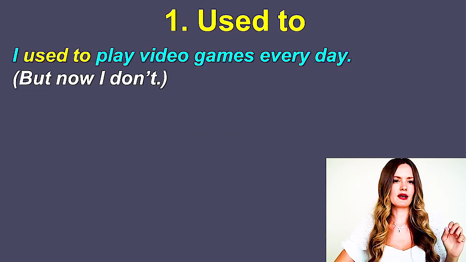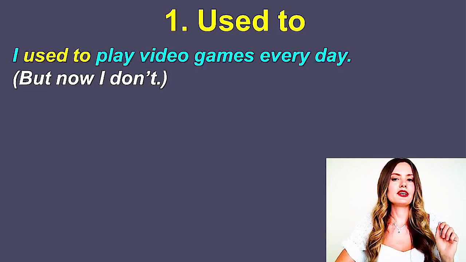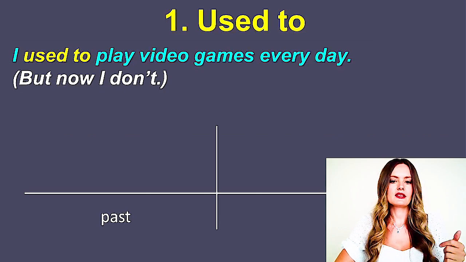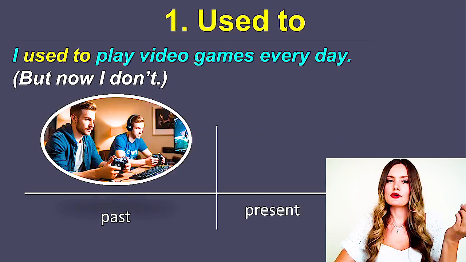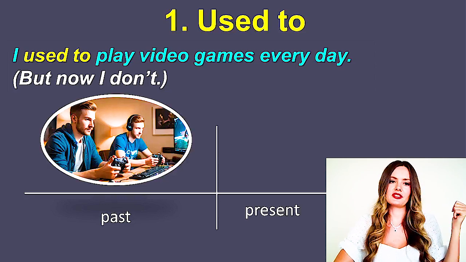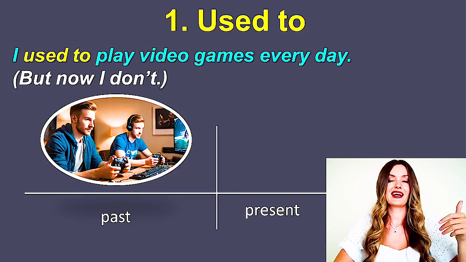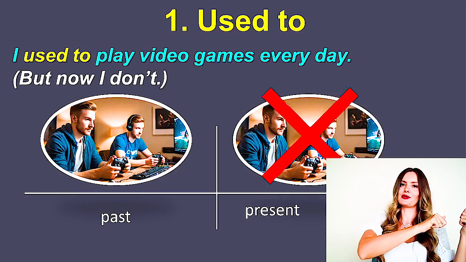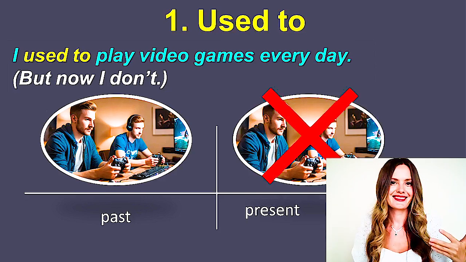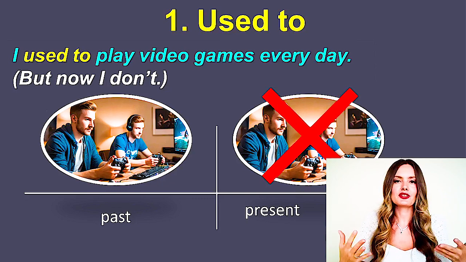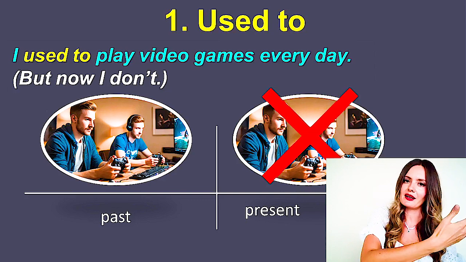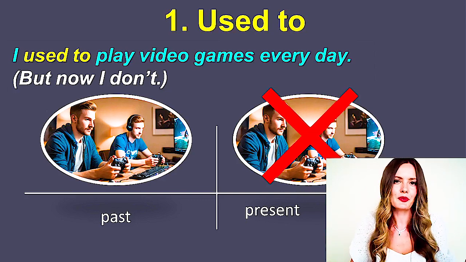Let's take a look at the example. I used to play video games every day, but now I don't. So we have the past and the present. I used to play video games every day in the past, but now I don't do this anymore. So we use used to when we are talking about the past. We did something in the past, but now we don't do this anymore.